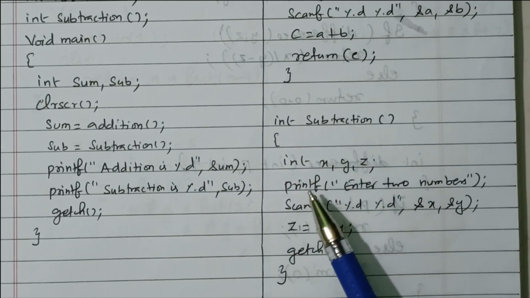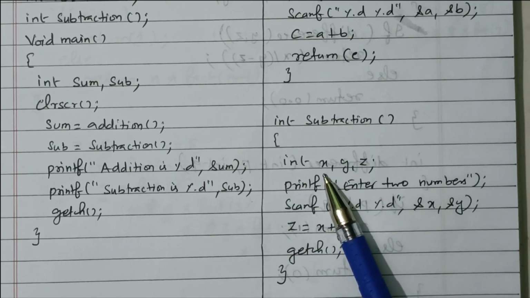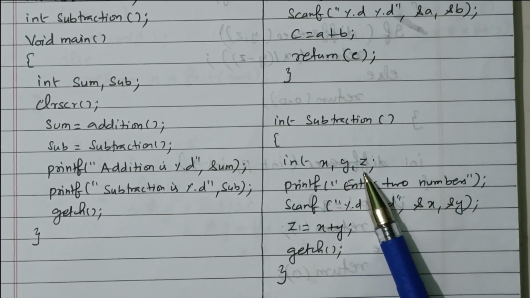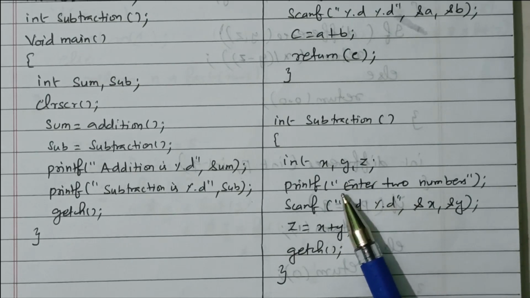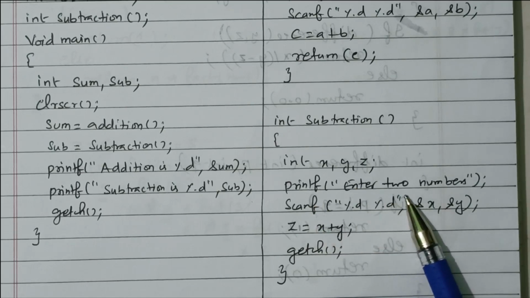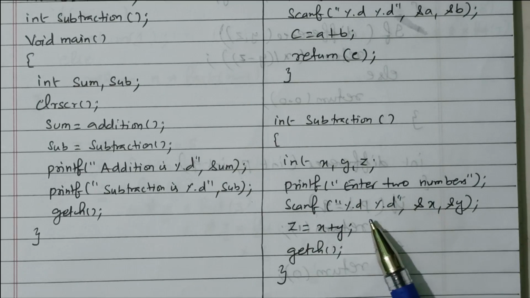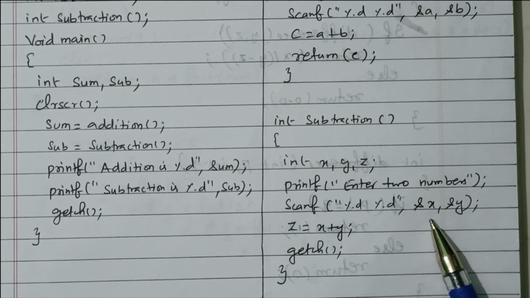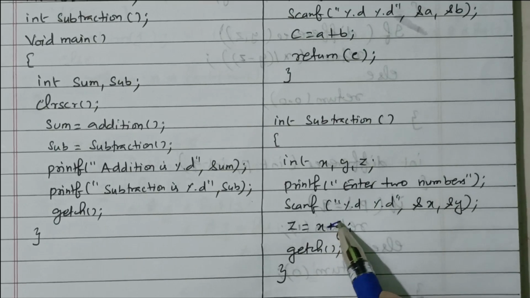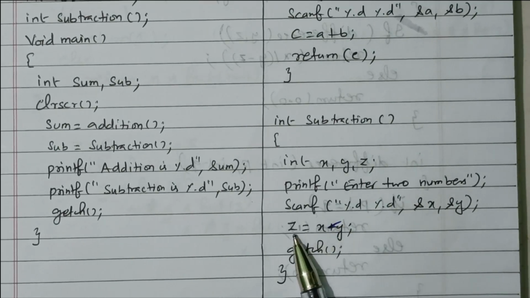Very similar to previous. Here also we have declared three variables. X, Y, Z. X, Y is the two inputs, two numbers. Z is the answer. We are going to subtract these two numbers and store in Z. Printf. We ask the user to enter two numbers. Using scanf statement, we can scan the two numbers. Percentage D indicates integer type. And &X and &Y means address of X, address of Y. Entered two numbers are stored in X and Y. So subtraction, so Z equal to X minus Y. It's not plus, it's X minus Y. Both are subtracted and stored in Z.